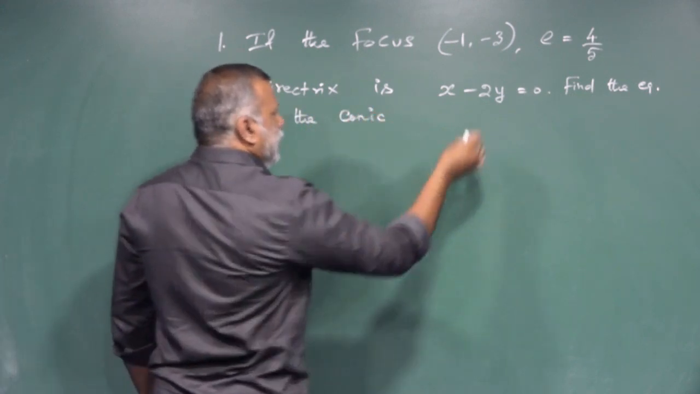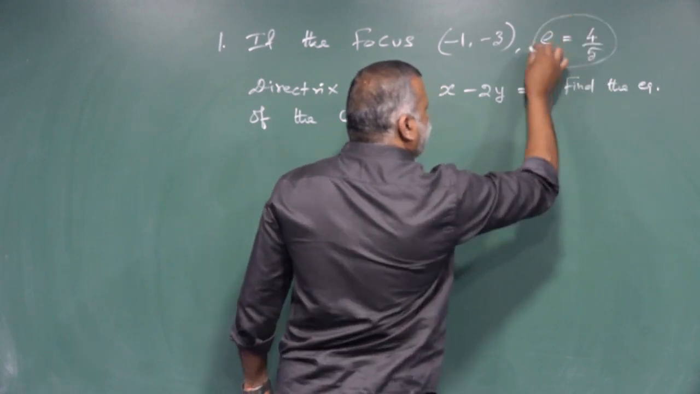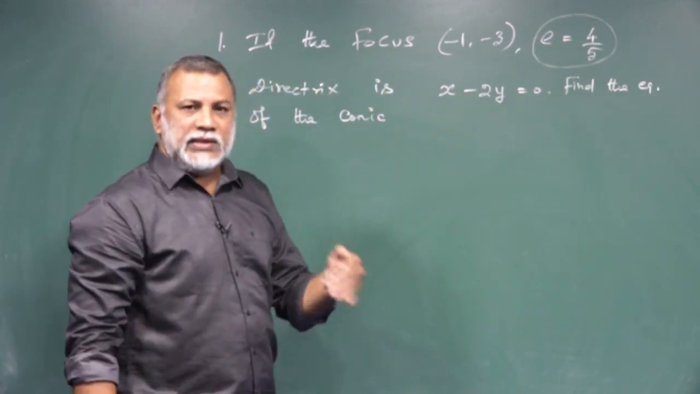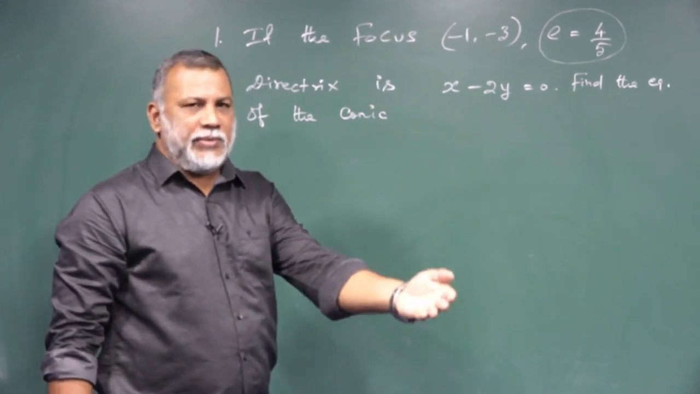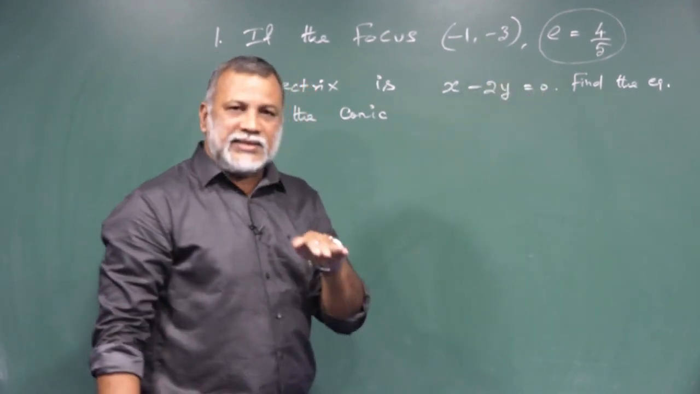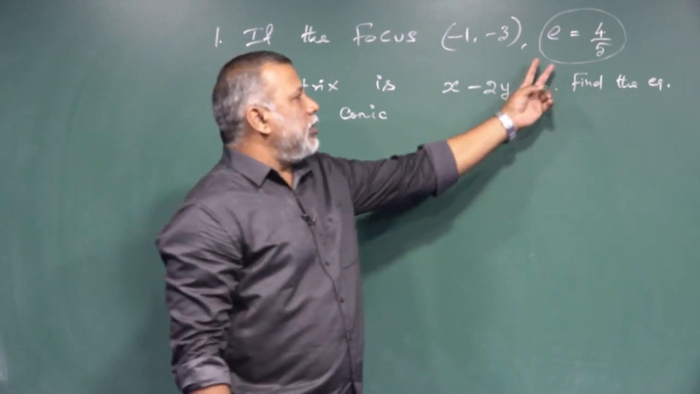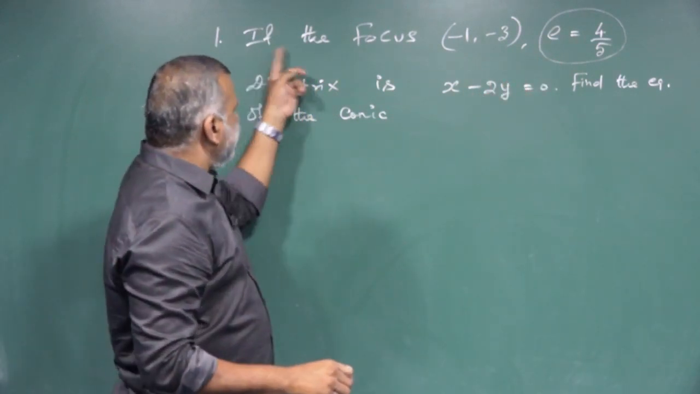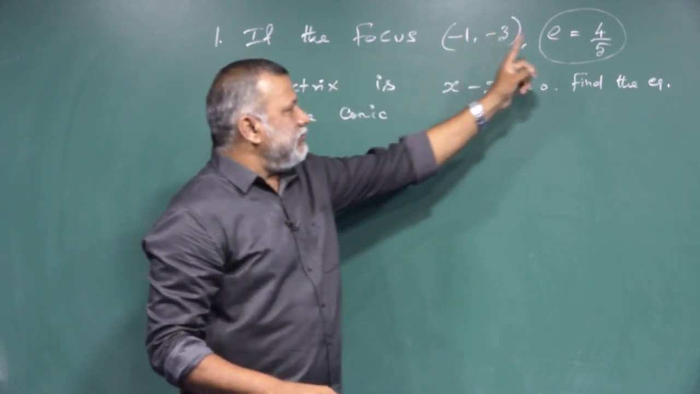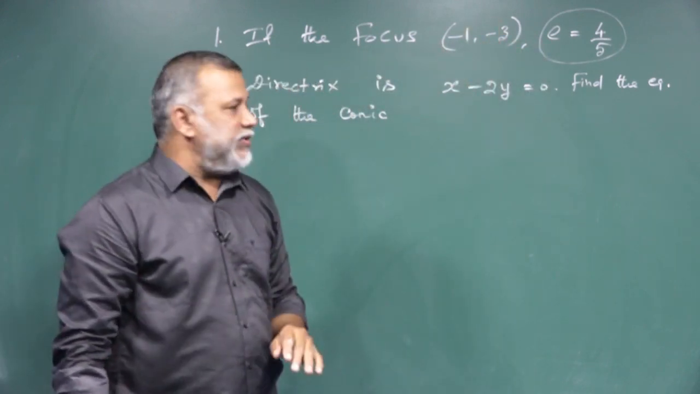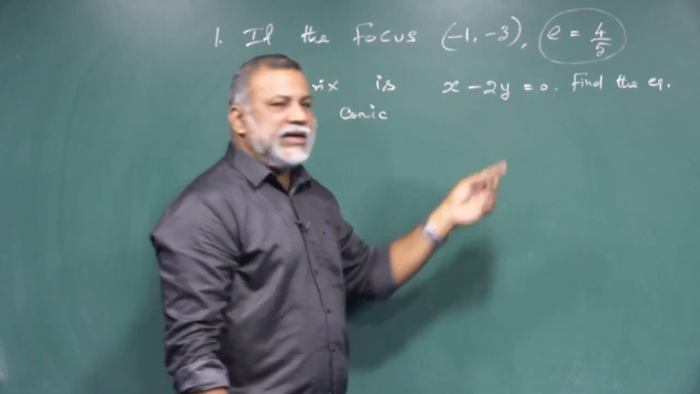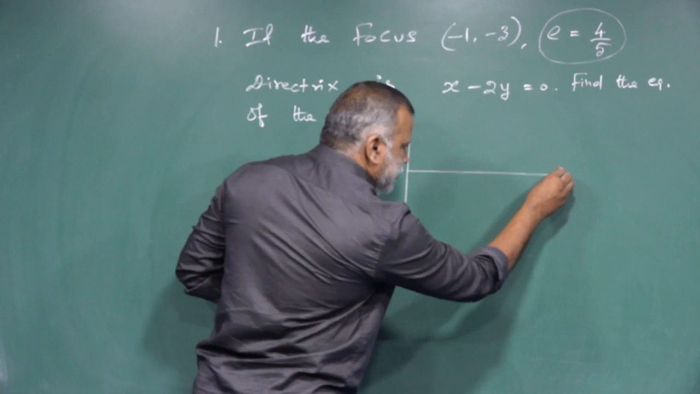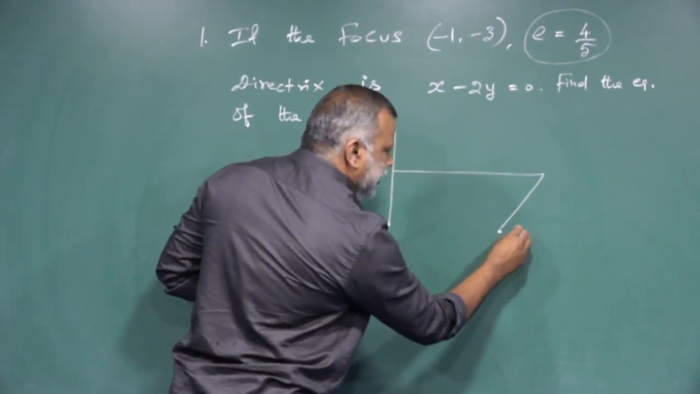Now listen. If E equal to 4 by 5 is given, that means it is less than 1. E equal to 1 means it is a parabola. Here E is less than 1, that means E equal to 4 by 5, so it is said to be an ellipse. Now the focus is given, the value of eccentricity E is also given, and the equation of the directrix is also given. Straight away we can draw this diagram. This is the basic definition.